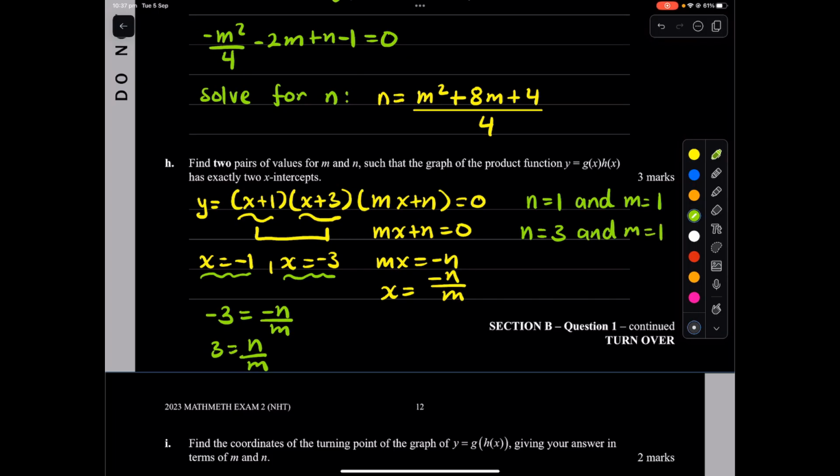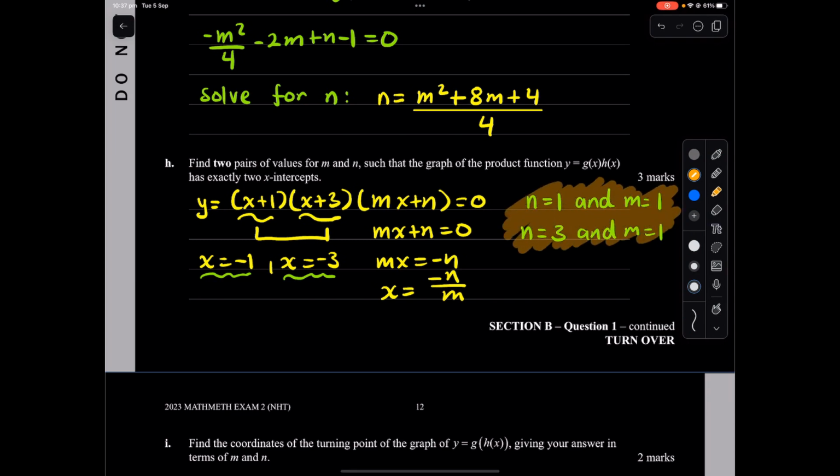Perfect. So I think this over here should give us those solutions. So these are 2 pairs. I mean, there probably are more pairs, but it just tells us to find 2 pairs. So I think these are the easiest pairs you can take. Nice and easy. Hope that's right.